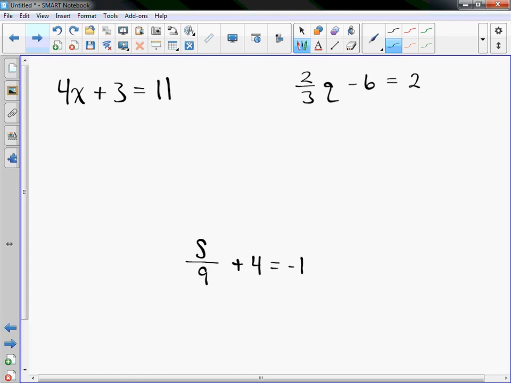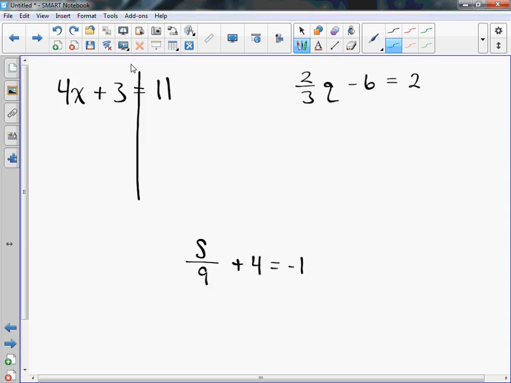Okay, starting in the upper left-hand corner here, 4x plus 3 equals 11. So if you're more comfortable putting the line down, the equal sign, so you know where that equal sign is the whole time, I'll do that on the first one and then kind of show you without on the other ones. But we want to get rid of the easiest thing.